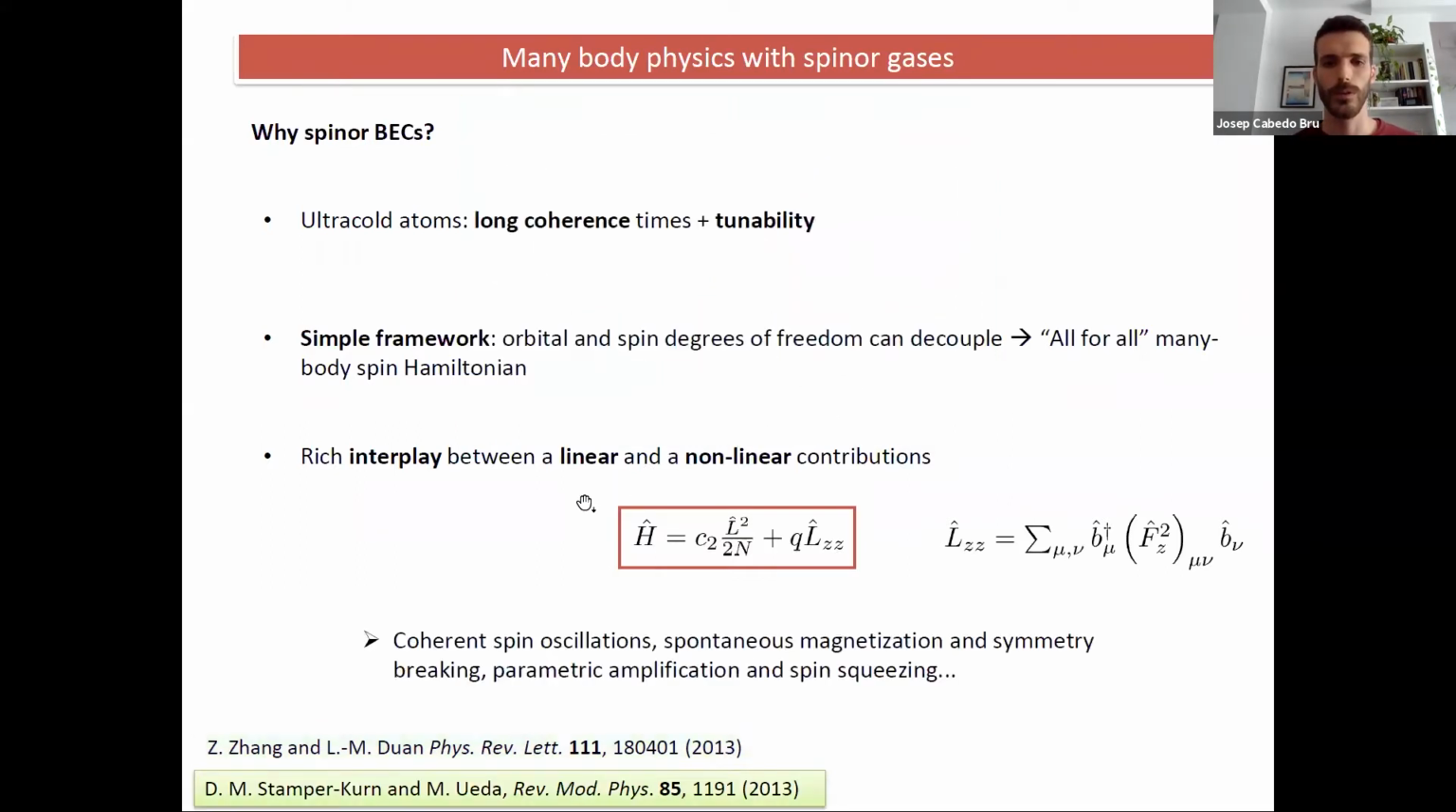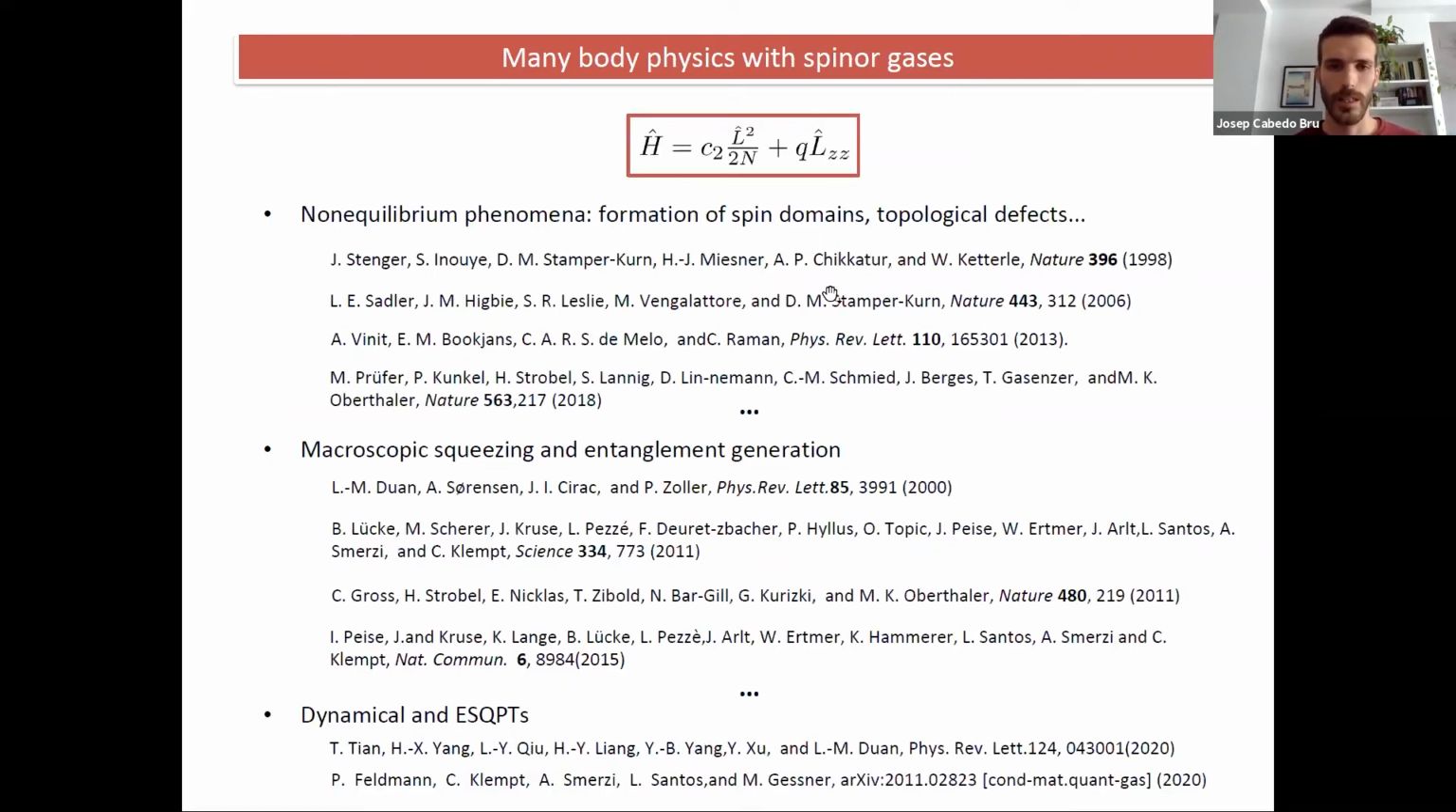But for now, what I want to stress is that already with this simple framework, which is a bridge to the experimental state of the art, there have been a lot of protocols to observe nonlinear, non-equilibrium dynamics, the generation of spin squeezing and macroscopic entanglement with potential applications in metrology, and so on. There is indeed a very extensive literature that deals exclusively with this system. Here I've listed a few examples that I think are remarkable, but the list goes on and on.